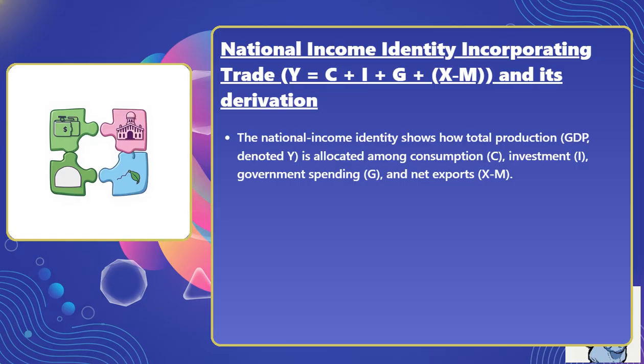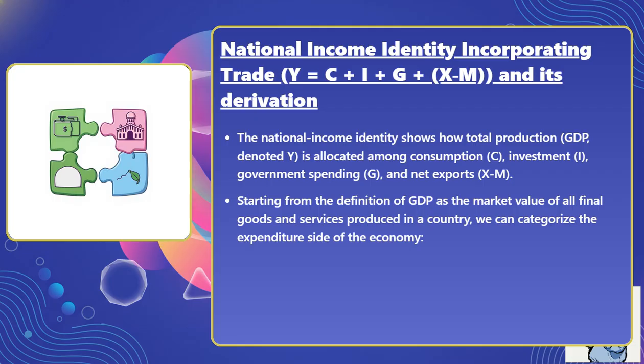The national income identity shows how total production, GDP denoted Y, is allocated among consumption C, investment I, government spending G, and net exports X minus M. Starting from the definition of GDP as the market value of all final goods and services produced in a country, we can categorize the expenditure side of the economy.